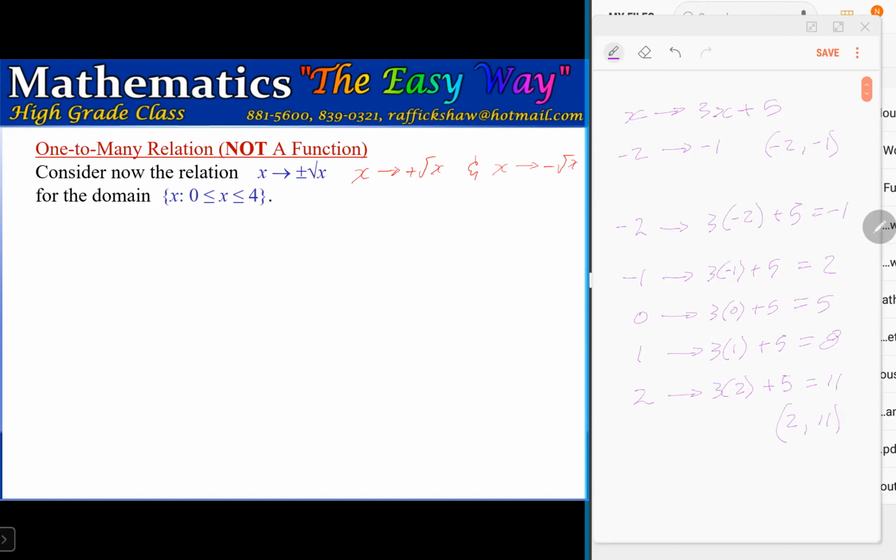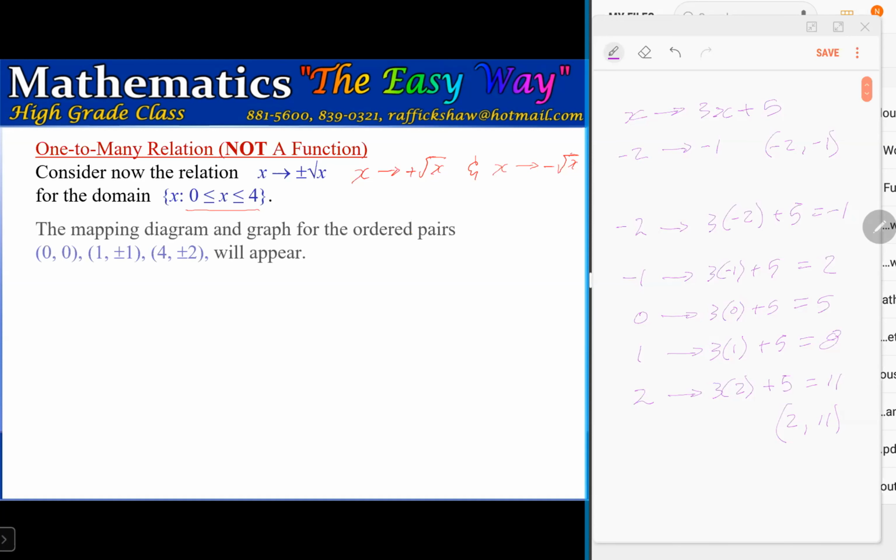That's what it means. So it's one x value mapping onto the positive square root of x, and it's also mapping onto the negative square root of x. That's what this means. And the x values we're using are the whole numbers 0 to 4. All right, we're using 0, 1, and 4, just keeping it simple.